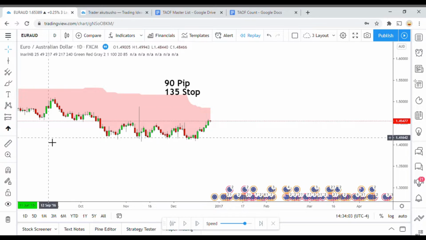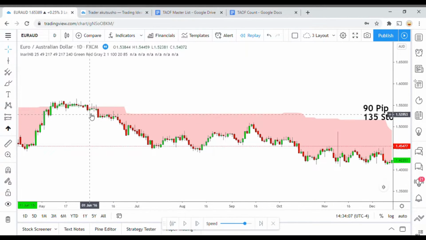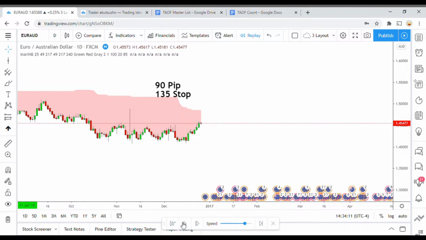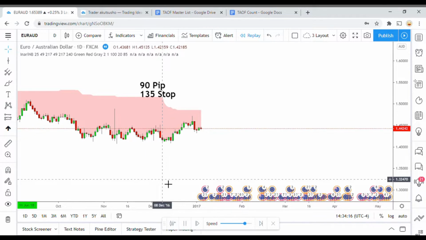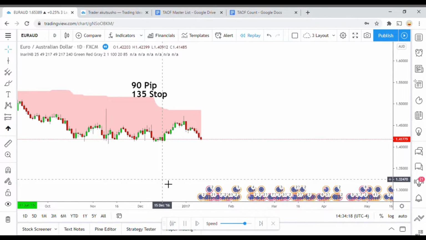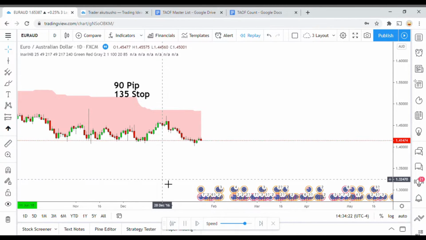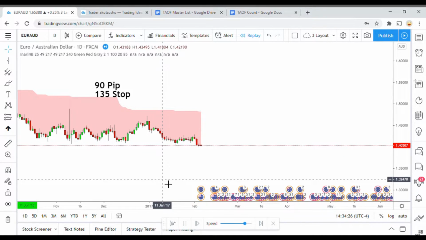Okay, so when it goes red in the background, that's a signal to go short. When it goes green, and we're looking for just the flip, we're not looking for everything in between. I have a feeling that it's not going to give that many signals, so we're just going to play it out here and see what we get out of this thing. I might even speed this up just a little bit.